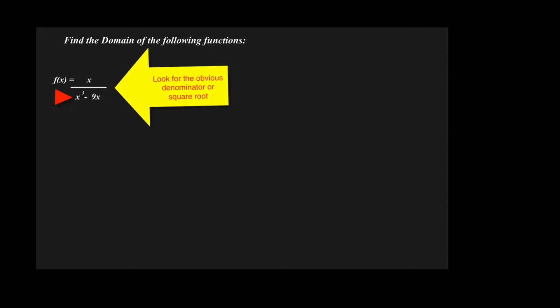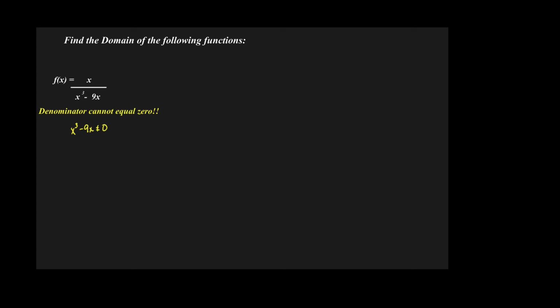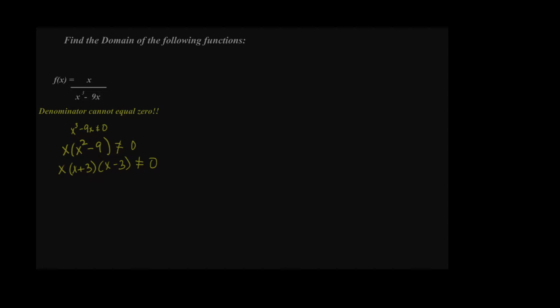The denominator cannot equal 0. We start by factoring out the x, and when we're left with the x squared minus 9, we see that it can factor further into a difference of two squares. Try not to bring this over to the right side and divide by x. You will lose one of your domain points.